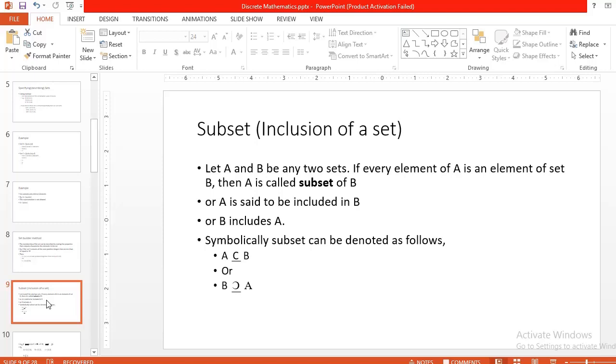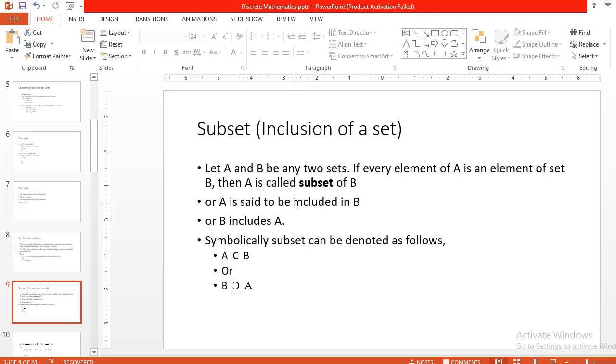Then how can we define it? Suppose A and B are any two sets. If every element of the set A is an element of the set B, then A is called a subset of B. In other words, A is said to be included in B, or B includes A.